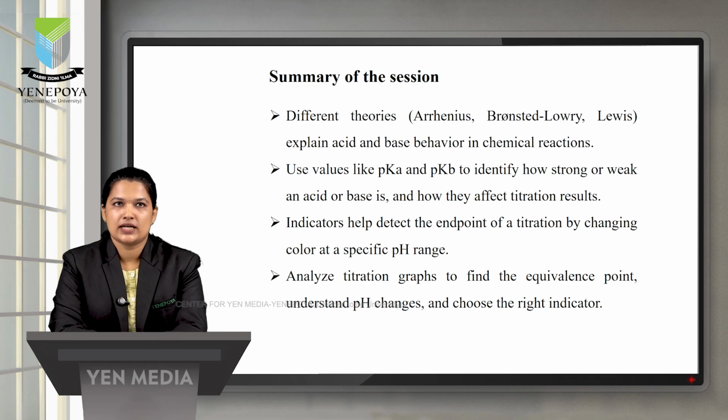This is a summary of the section. The different theories, Arrhenius, Bronsted-Lowry and Lewis, explain the acid and base behavior in chemical reactions. Values like pKa and pKb are used to identify how strong or weak the acids or bases are and how they affect the titration result. The indicator helps detect the endpoint of the titration by changing color at a specific pH range. Analyze the titration graph to find the equivalence point, understand the pH change, and also choose the right indicator.